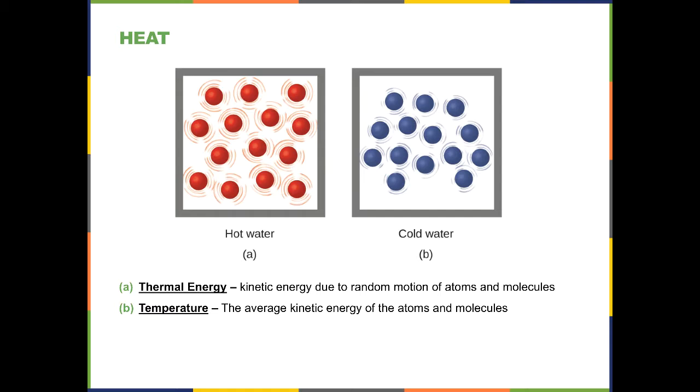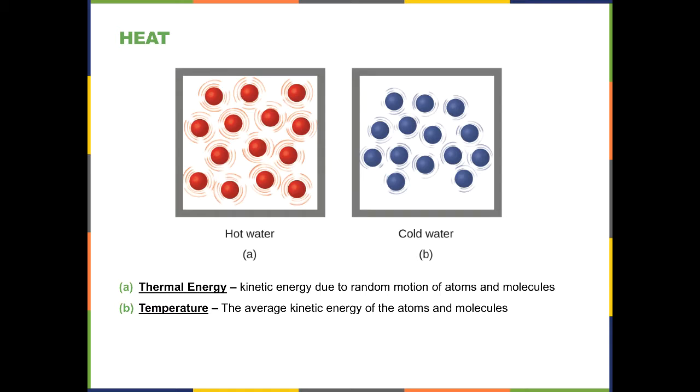The thermal energy is the total kinetic energy of the atoms and molecules within a substance. The temperature is the average kinetic energy of the atoms and molecules within a substance. And those are 2 totally different things. Something can have a high temperature but actually have less thermal energy than something else if the second object is much larger than the first object.